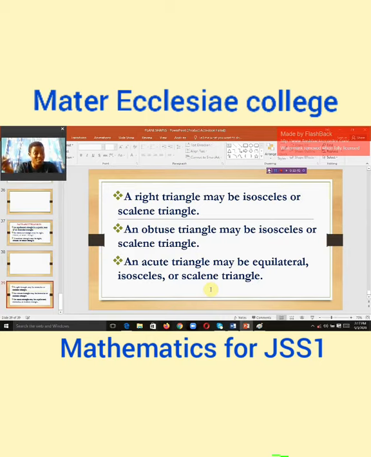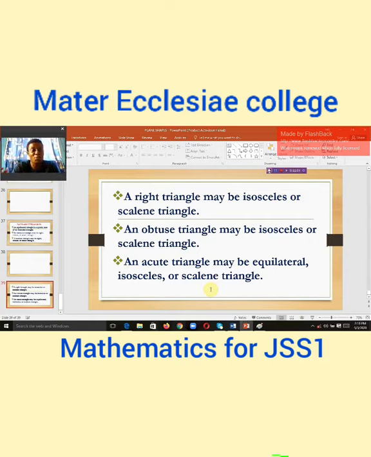60, 60, 60. Look at an equilateral triangle. 60, 60, 60. You can see that the angles are less than 90, and that's acute. But it's also an equilateral triangle. So an acute triangle may be equilateral. It may be isosceles. And it may be a scalene triangle.